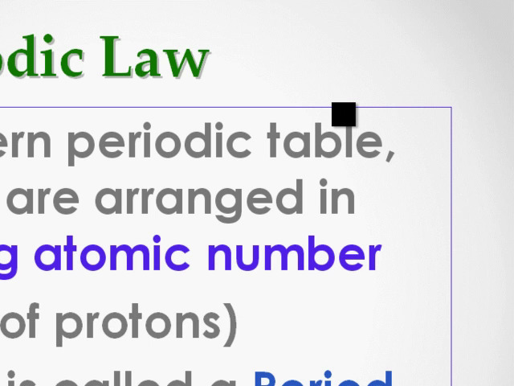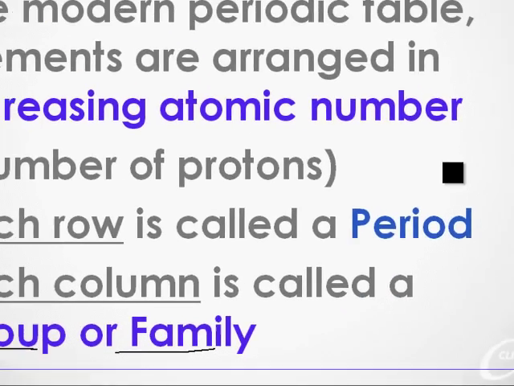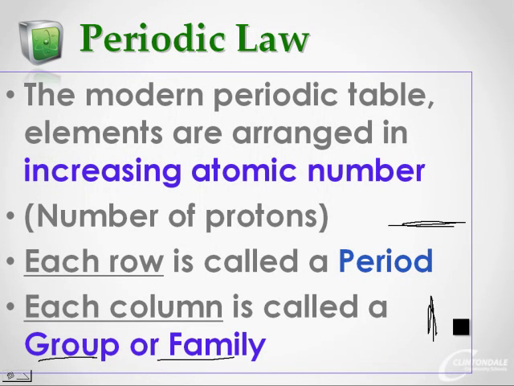Each row is called a period, each column is called a group or family. There are 2 potential names for a column. So a row goes this way, and a column goes this way.